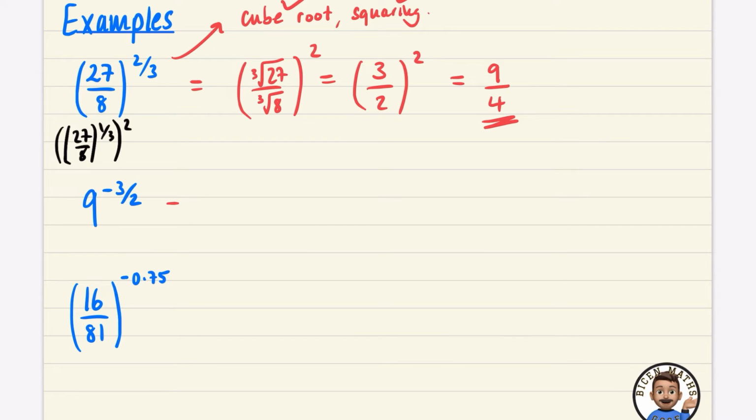So let's do this 9 to the power of minus 3 over 2. Well, first of all, there's going to be a reciprocal because of the negative.